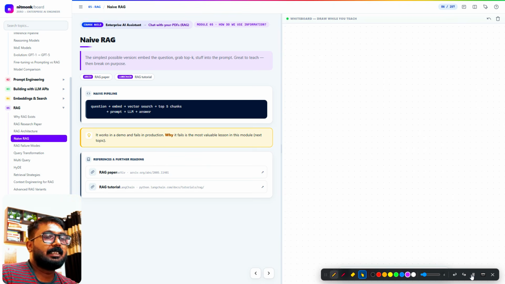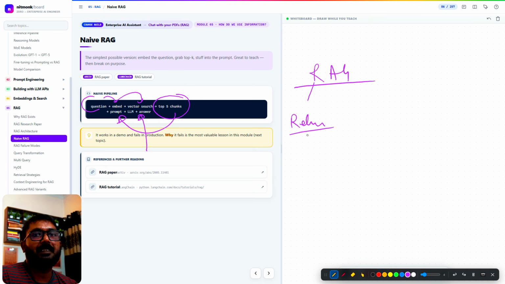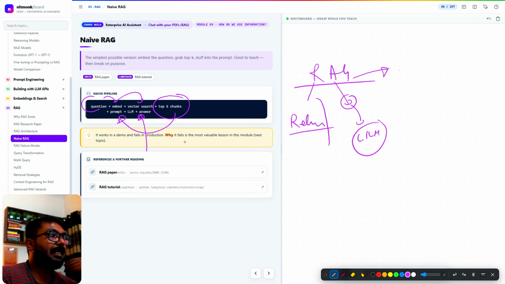Now, in naive RAG, you can see over here, a straightforward question gets embedded. We do vector search, get the top 5 chunks, there is a prompt, and that goes to the LLM and gets an answer. That is a RAG. Again, I keep telling you, R is for retrieval. We retrieve with multiple methods like vector embedding search, semantic search, hybrid search, lexical search, BM25. Whatever retrieval comes from the embedding goes to the LLM, that is augmentation, and then generation happens. That is the basic architecture of RAG.